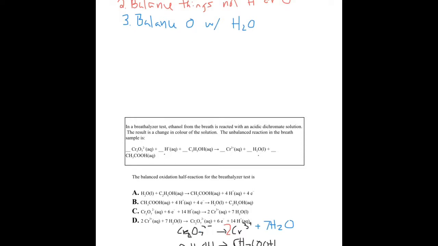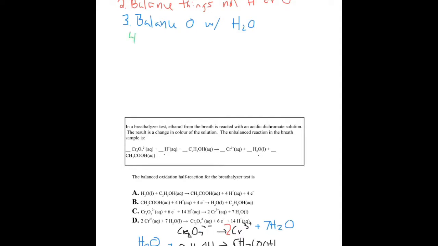In my bottom reaction, I have 1 oxygen on the left and 2 on the right. So I need to add 1 water molecule on the left-hand side because I need 1 oxygen on that side. Now I have 2 oxygens on the left and 2 on the right. So I balance oxygen with H2O.